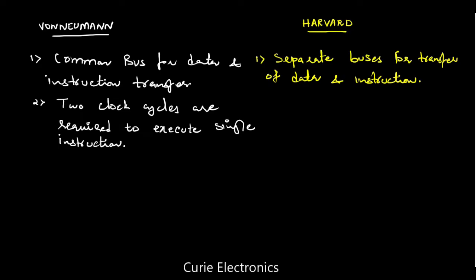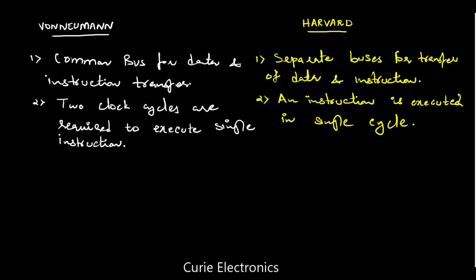In von Neumann architecture, 2 clock cycles are required to execute a single instruction, because first you have to fetch the data, then instruction, or the instruction, then data, then we have to execute it. In Harvard architecture, an instruction is executed in a single cycle, because simultaneously it can fetch data as well as instruction.